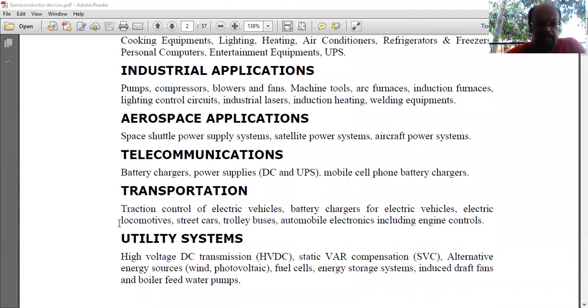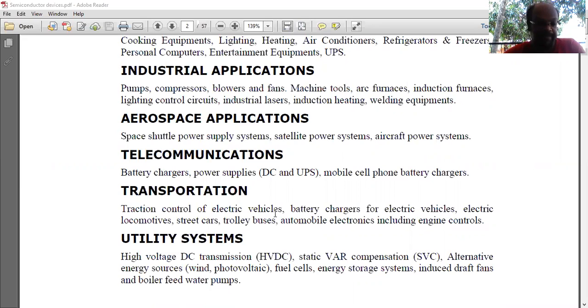And of course, transportation. There the marine engineering comes in. That is traction control of electrical vehicles. You can completely control the torque and speed. Very important mechanical characteristics are speed and torque. So these two we can control in a very precise manner.